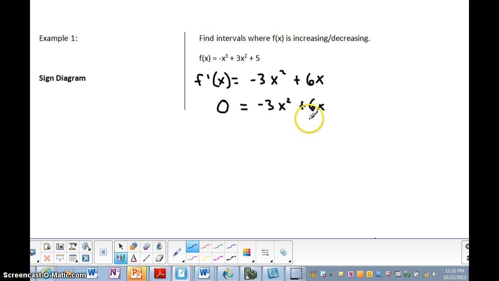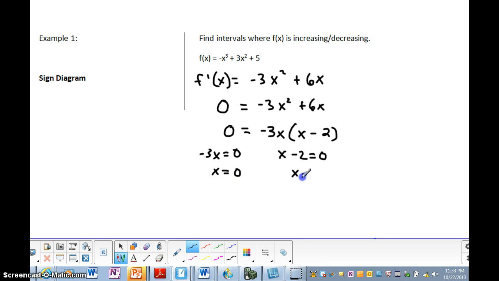Okay? And the fastest way to find where this is equal to 0 for me with this problem would be to go ahead and factor. And I'll look for my greatest common factor of -3x. And I'll realize that inside here we'll have an x minus 2. Okay, and then I'll use my zero product property to set both my factors equal to 0, and x equals 0 would be one of my critical points, and x equals 2 is my other.